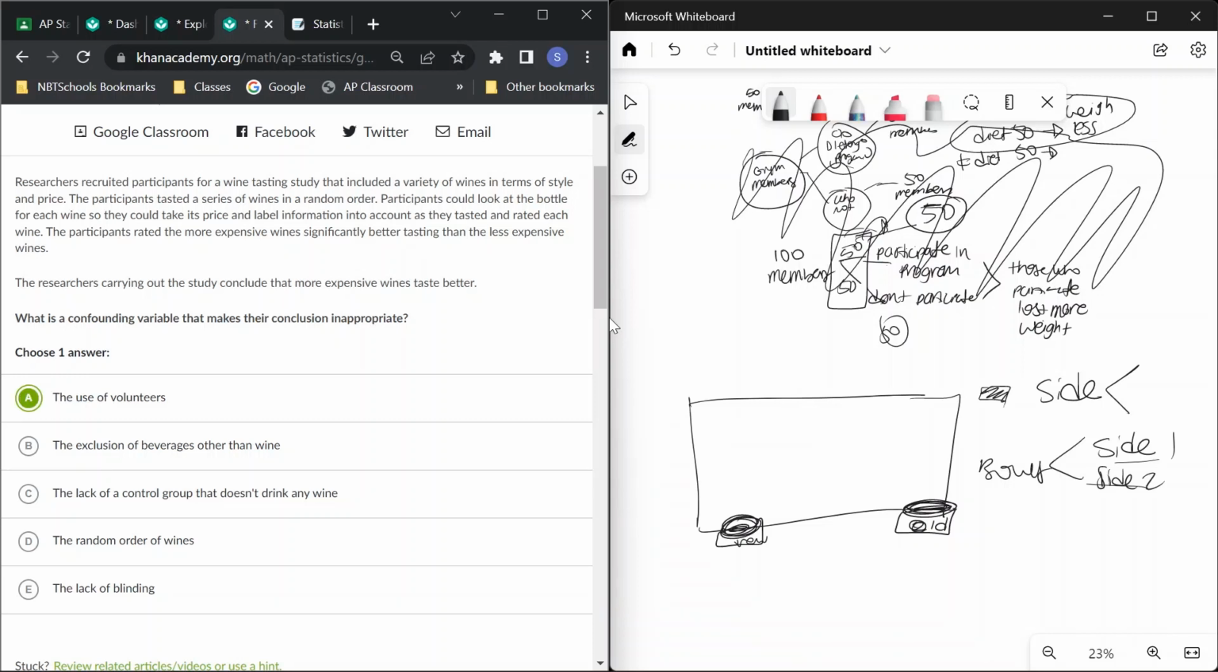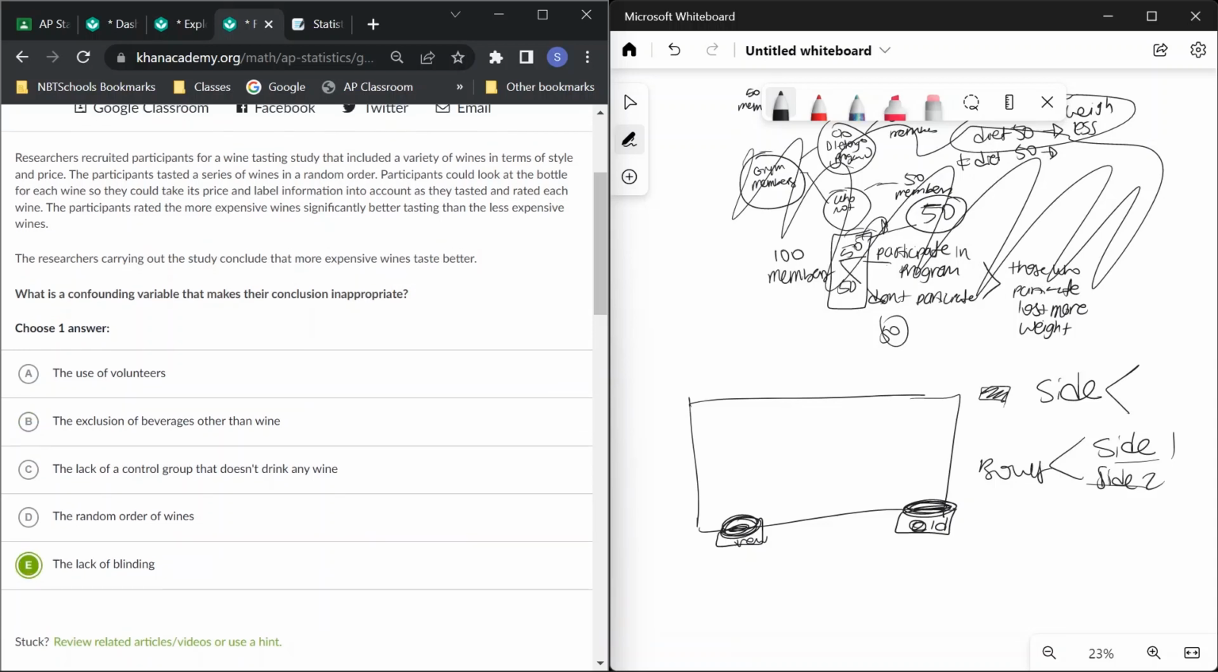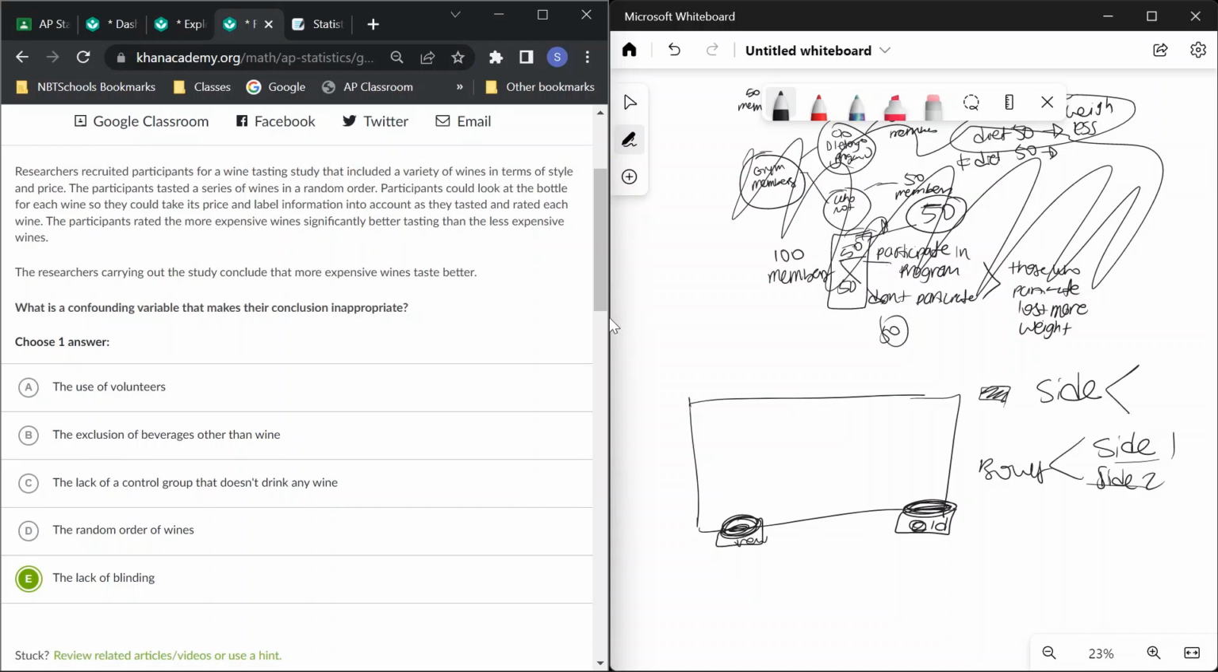The use of volunteers. Like what? Tested a series of wines in random order, participants could look at the bottle for each wine so they could take its price and label into account. That doesn't make sense. The lack of control group, the random order, no. The lack of blinding, the exclusion of beverages other than wine, no. The lack of blinding. First of all, that doesn't even make sense. The lack of blinding. So the participants could look at the bottle for each wine so they could take its price and label information into account as they tasted and rated each wine.